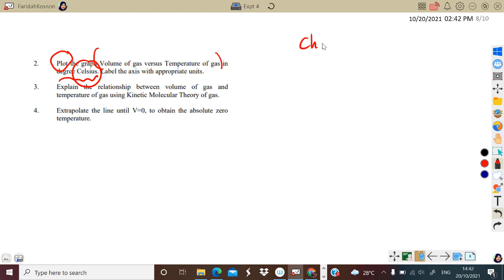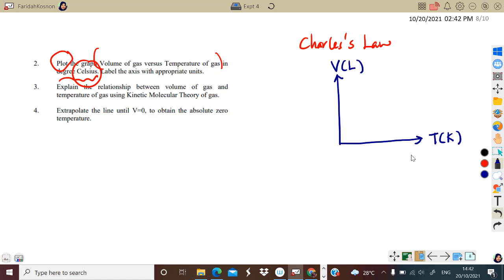Kalau you ingat balik kita belajar Charles' law. Okay, ada dua graph. Graph yang pertama kalau you ingat adalah volume occupied by the gas, okay, katakanlah in liter against temperature in Kelvin. So according to the statement from Charles' law, volume occupied by a fixed amount of gas at constant pressure is directly proportional to its absolute temperature. Absolute temperature maksudnya apa? Temperature dalam Kelvin. Jadi kita menjangkakan kalau graph volume of gas against temperature in Kelvin, kita akan dapat macam ni.